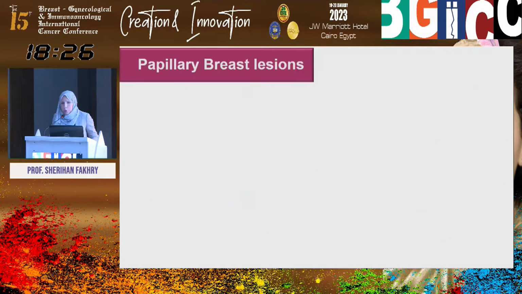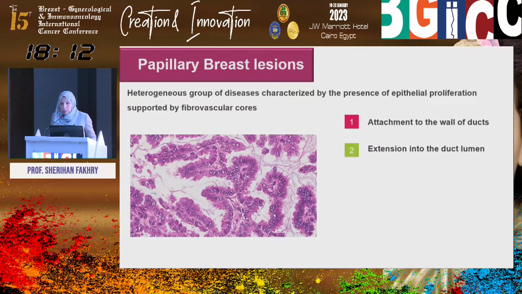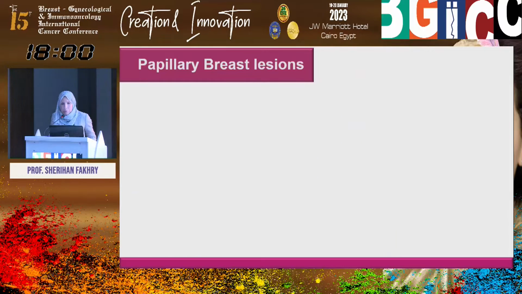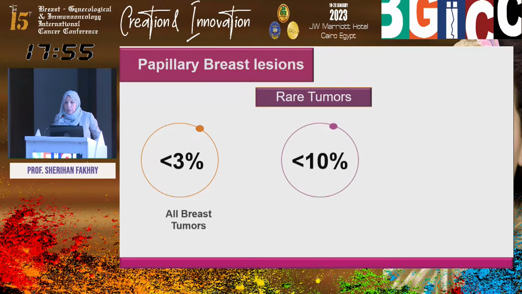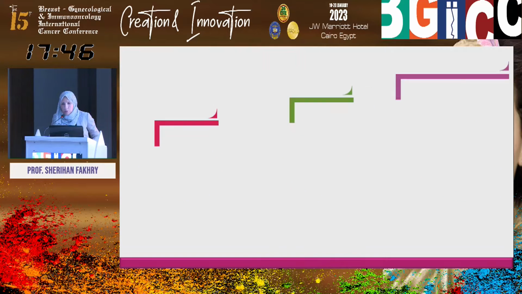So what are papillary breast lesions? They are a heterogeneous group of diseases characterized by the presence of epithelial proliferation supported by fibrovascular cores. They are characterized by attachment to the wall of the ducts, extension into the duct lumen, and the presence of the fibrovascular core, and those lesions with the lack of a fibrovascular core are termed micropapillary carcinoma. They are rare tumors representing less than 3% of all breast tumors, less than 10% of all benign lesions, and less than 2% of all malignant lesions. Yet they have a good prognosis.